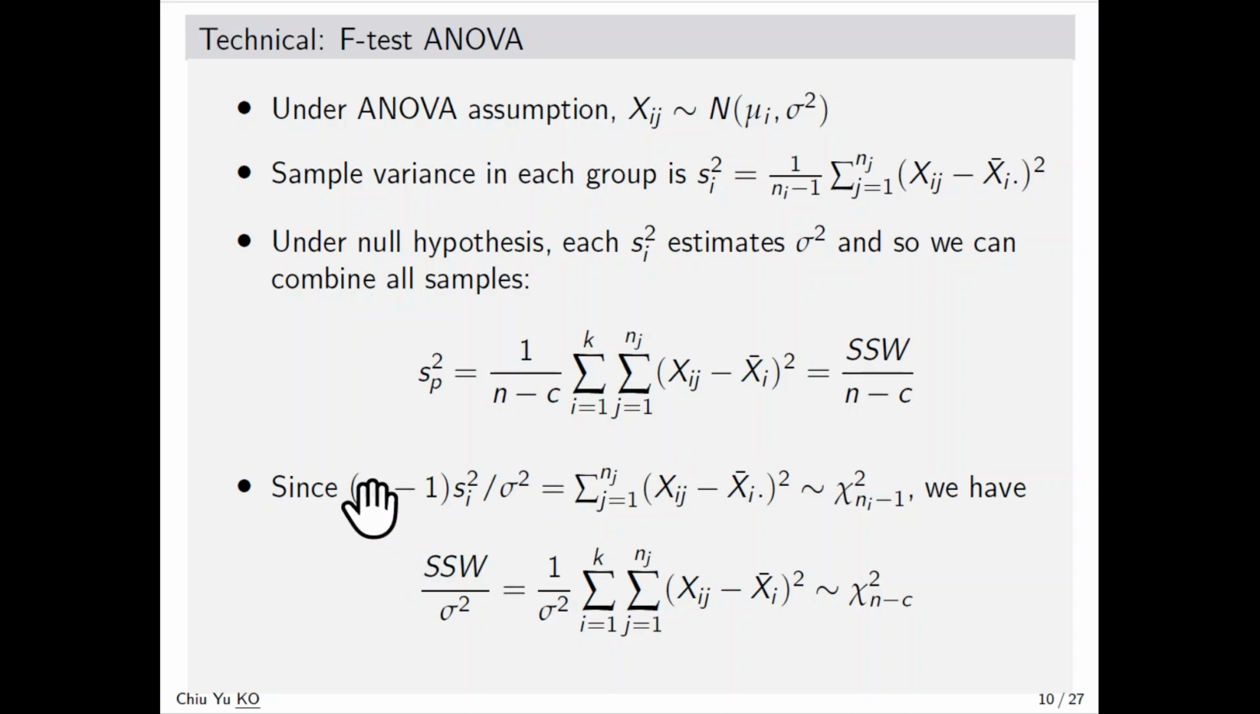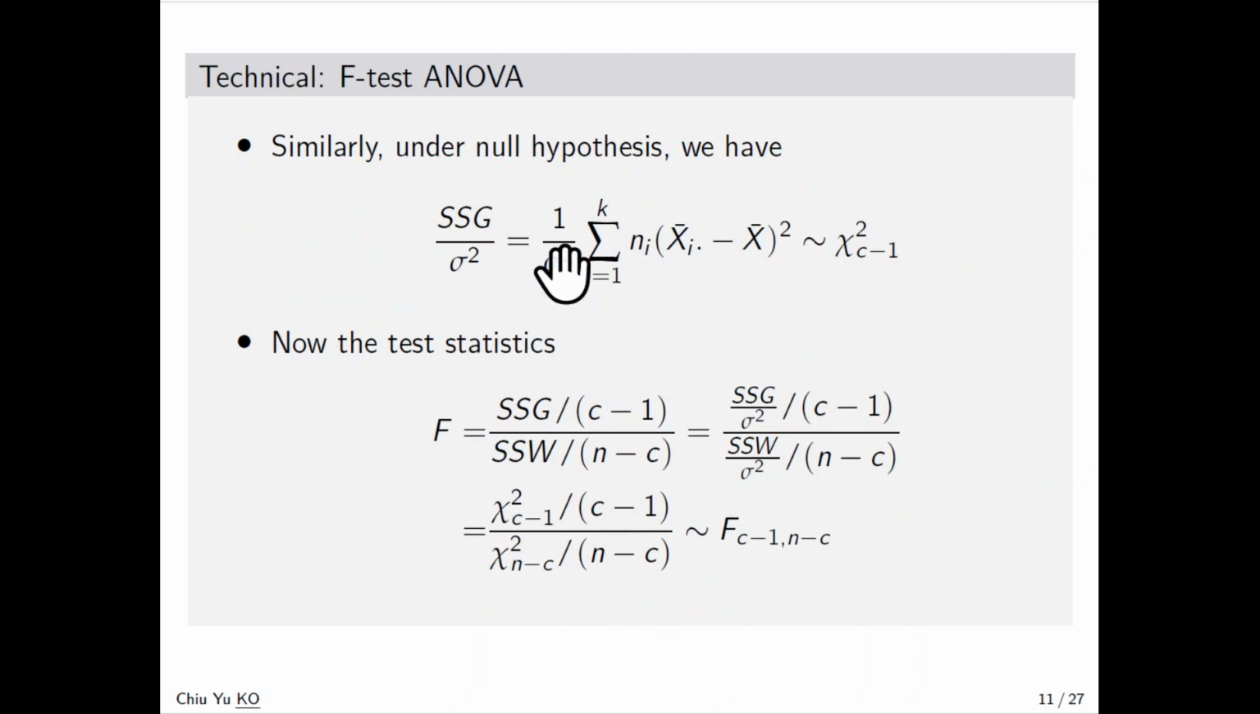Because we know these are independent, this gives a chi-square distribution. So SSW over sigma squared will be chi-square with N minus C degrees of freedom. Similarly, under the null, SSG over sigma squared is chi-square with C minus 1 degrees of freedom. That's why they both follow chi-square distributions, and that follows the math. Okay, thank you.